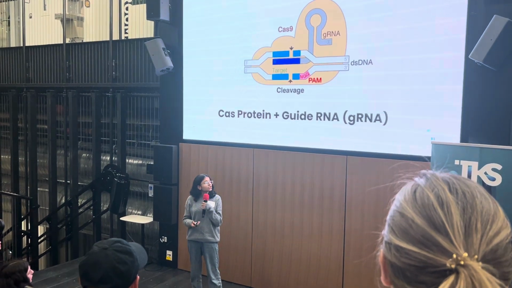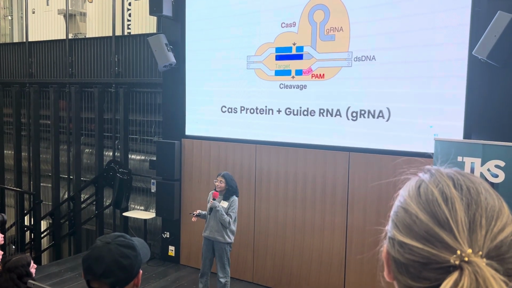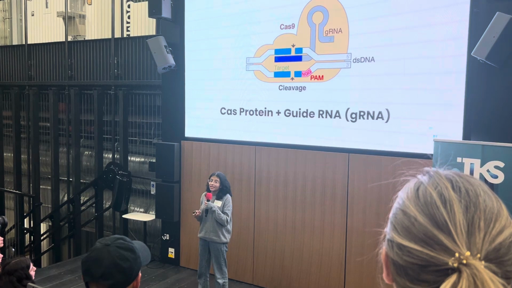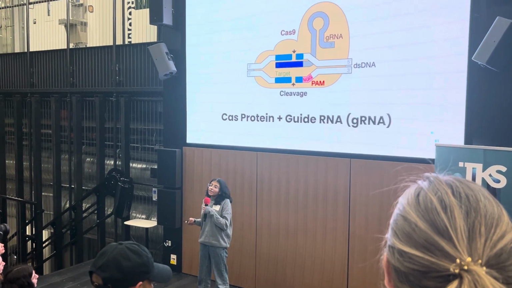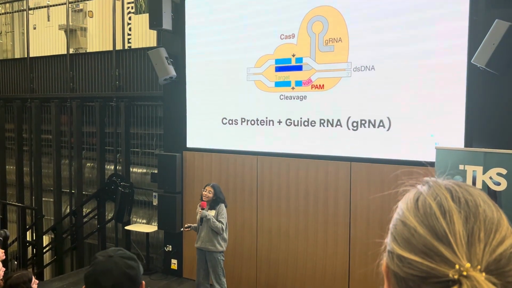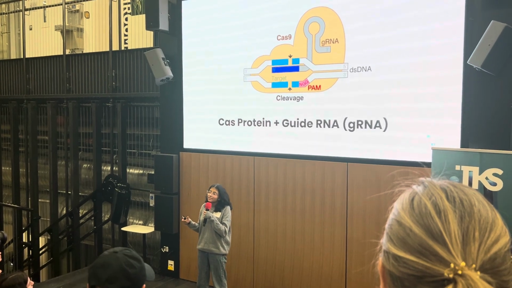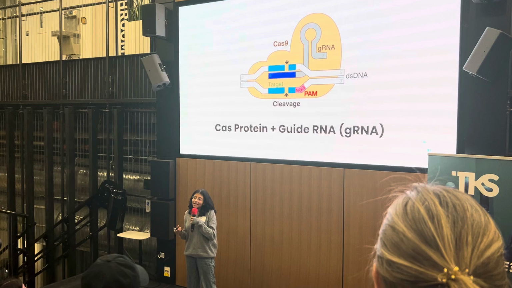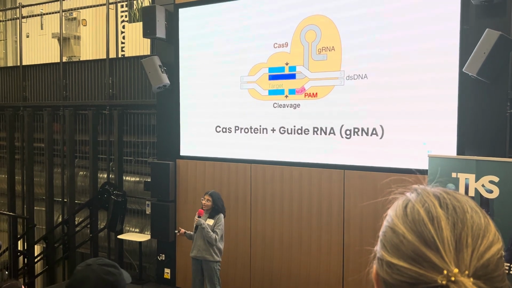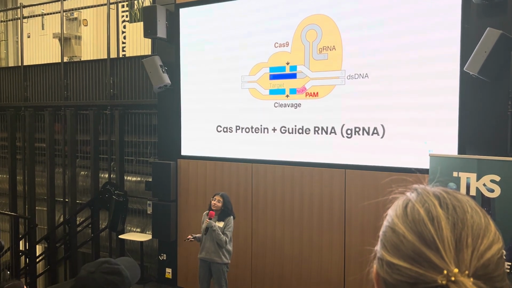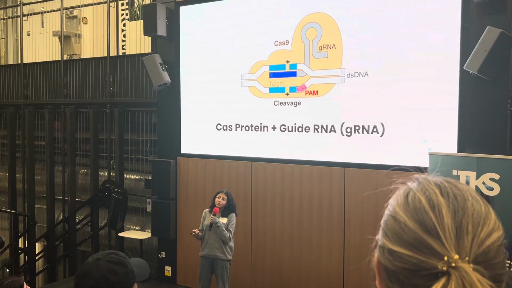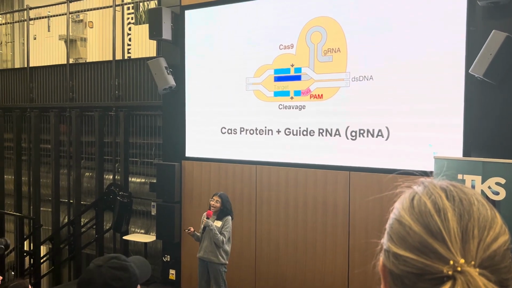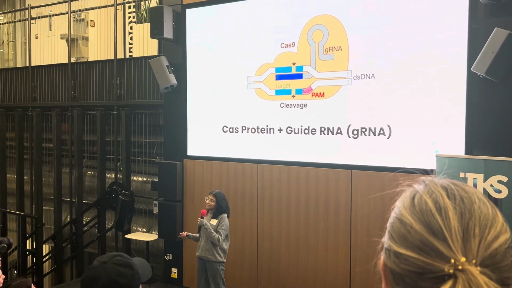So CRISPR technology is made up of two main components, the Cas protein and the guide RNA. The guide RNA acts sort of like a GPS system. So it contains the same bases as the DNA that you're trying to target, and it guides the Cas protein to this strand of DNA. The Cas protein is kind of like a pair of scissors. So it creates a break in the DNA at this point where the mutation exists.